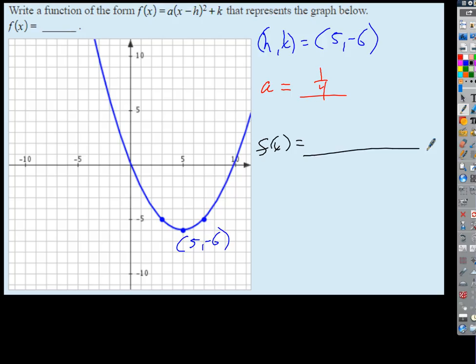F of x equals, what are we going to put in the middle? A is 1/4, times x minus 5 squared, and then plus 6. Negative 6 is just minus 6? Yeah, that's it, right? Okay, that's no big deal.